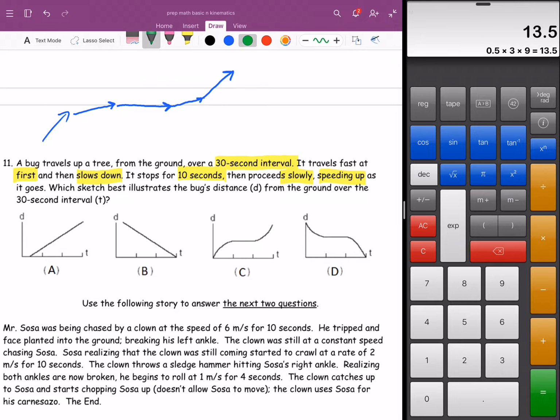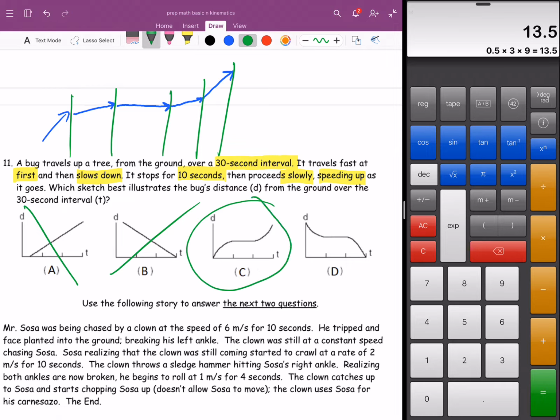So you break this up into 5 different parts. Now A is consistent, B is negative, C fits it the most, and D is negative as well.